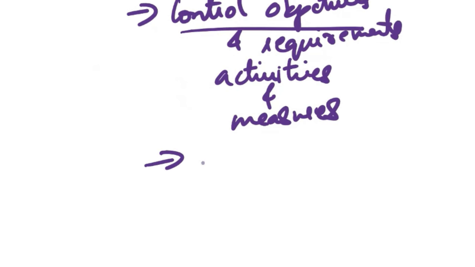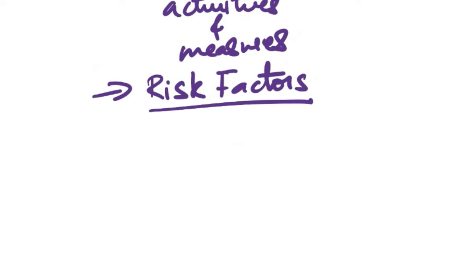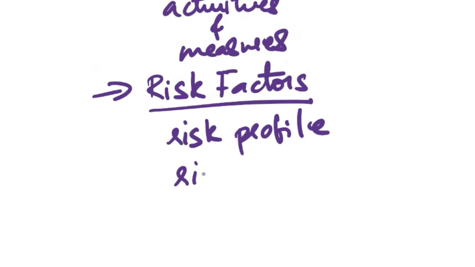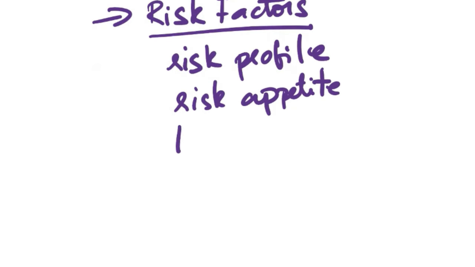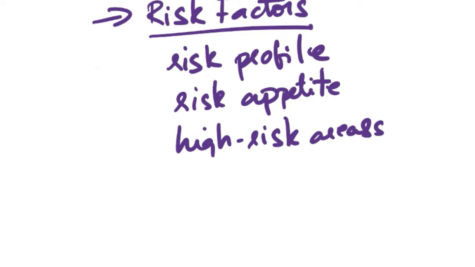Next step is to consider risk factors. So you need to take into account the organization's risk profile and risk appetite when establishing the audit criteria. Focus on high risk areas and critical controls that are essential for mitigating key risks to the organization. Also, prioritize audit criteria based on the likelihood and impact of the associated risks.